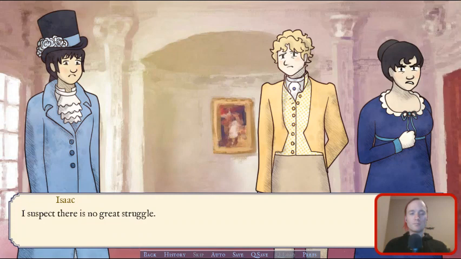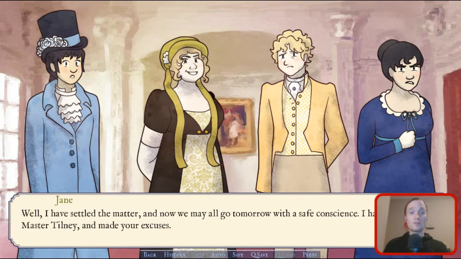I suspect there's no great struggle. Isaac, how can you? Oh, she's back. God. Well, I've settled the matter. Now we may all go tomorrow with a safe conscience. I've been to Master Tilney and made your excuses.